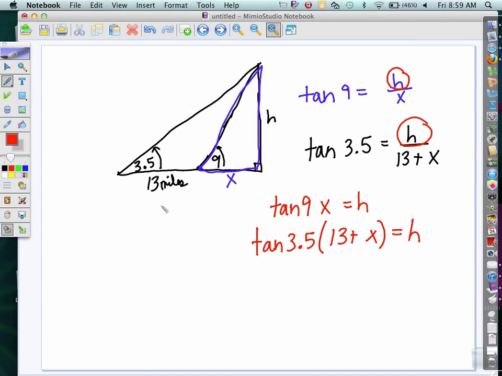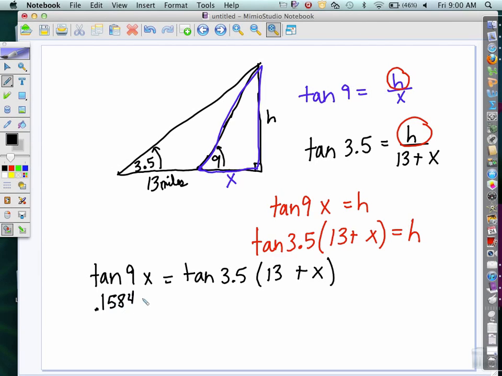Well, here's what we know: if both of those expressions are equal to h, then they're equal to each other. So we've got tangent of 9 times x equals tangent of 3.5 times 13 plus x. We just have to solve for x here. Tangent of 9 is 0.1584, and you can use your calculator for that. And tangent of 3.5 is 0.0612. I went ahead and rounded to 4 decimal places.